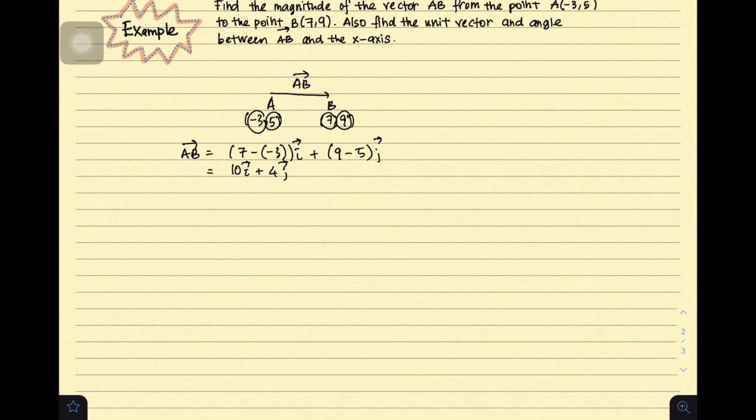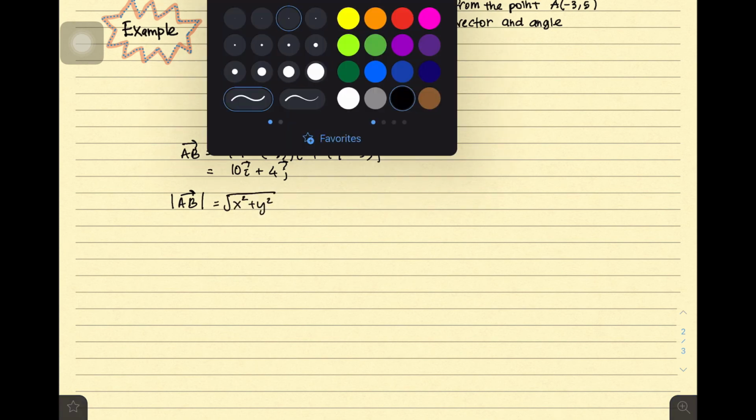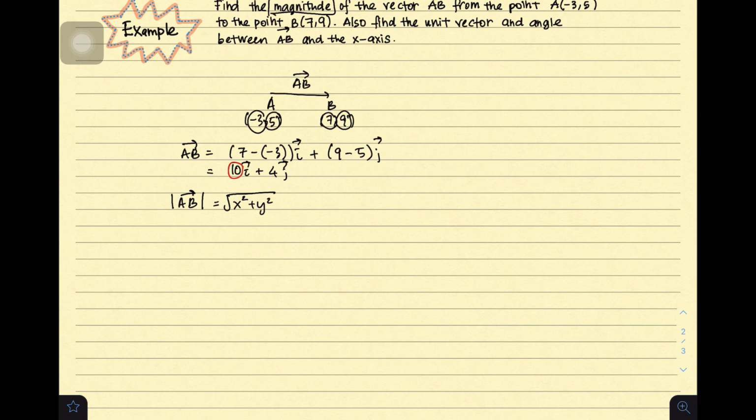Okay, so you have been asked to find the magnitude of vector AB. The formula is the square root of x squared plus y squared. So you have your x here and this is your y. Therefore, you have the square root of 10 squared plus 4 squared. So it becomes the square root of 100 plus 16, which is the square root of 116. So this is the magnitude of the vector AB.